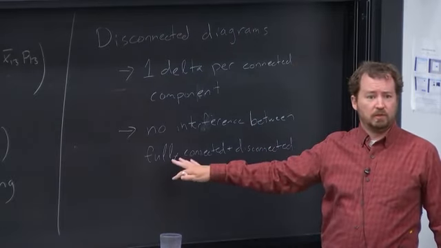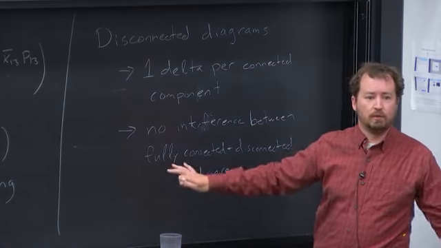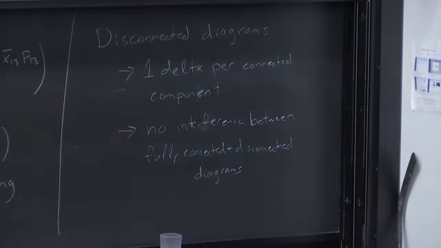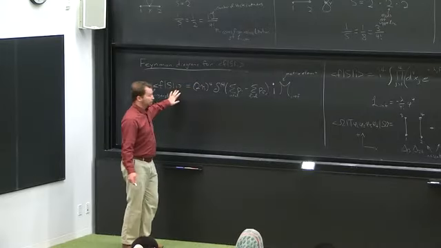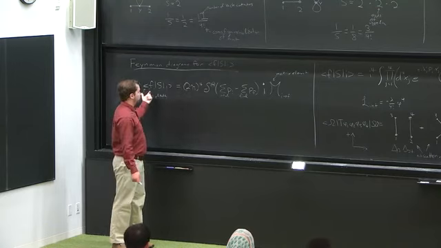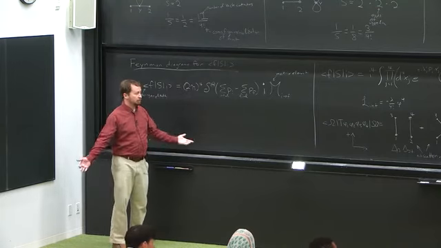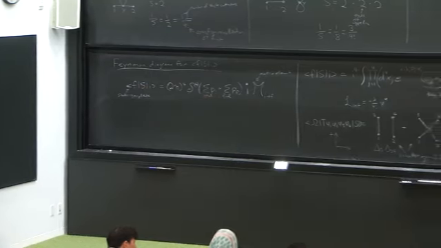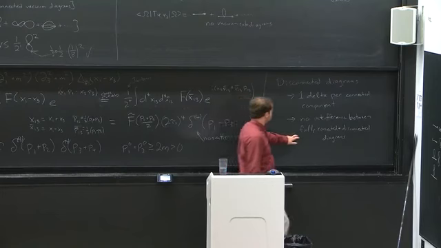And the fully connected piece is the most interesting piece. It's not always the only interesting piece, but it's the most interesting piece. For 2-to-2 scattering, it is the only interesting piece. We want to determine how these scattered particles interact. So these disconnected pieces, in a sense, are a trivial part of the S matrix. It's possible that the initial state can evolve to the final state with nothing happening. That's not so interesting.